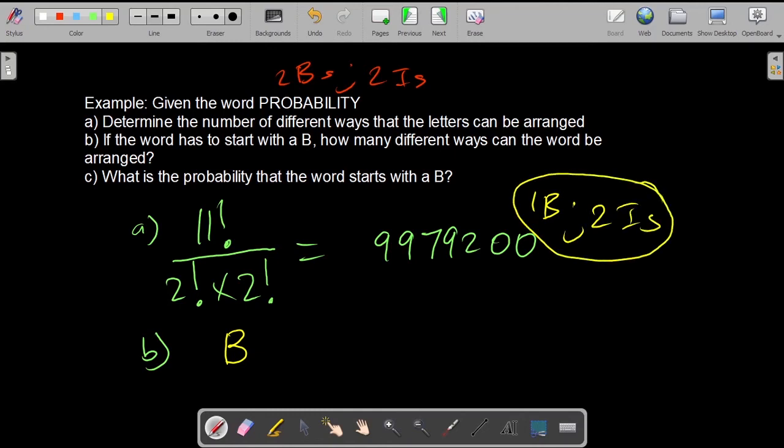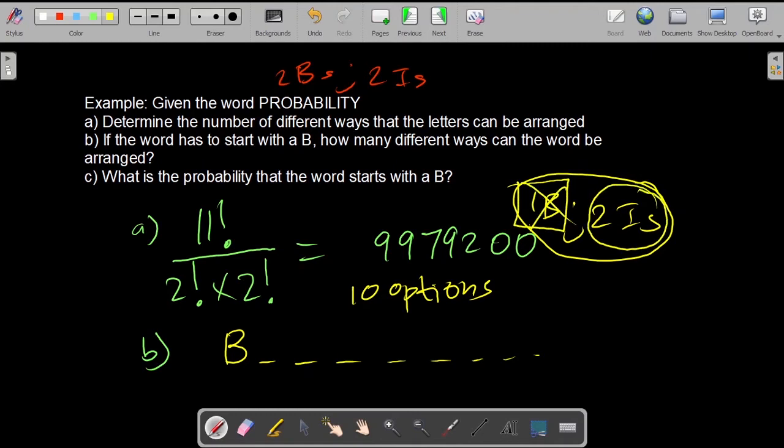So now we're basically saying the first position is taken, and we only have one less of the total number of options. So we only have 10 options now, since we're told that the word has to start with B, right? So it just has to start with B. That is something that we're told. We can't change that. So we can just view this as one of the B's has been taken, so the B does not repeat anymore. And the I is the only letter that actually repeats.